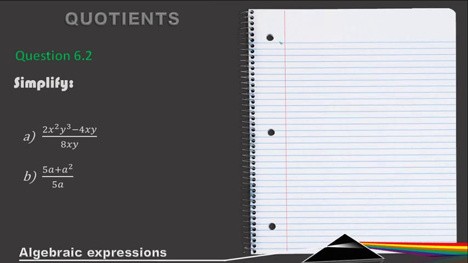Okay, so for question A, breaking that up, I've got 2x squared y to the power 3 over 8xy minus 4xy over 8xy. So 2 goes into itself once, into 8 4 times. This x cancels with 1 at the top, y cancels with 1 at the top, leaves us with 2, or y squared. So this is then xy squared over 4, and then negative. Then 4 goes into itself once, into 8 2 times. These guys cancel, those guys cancel, and I'm left with negative a half.